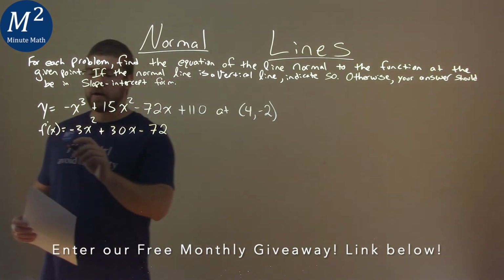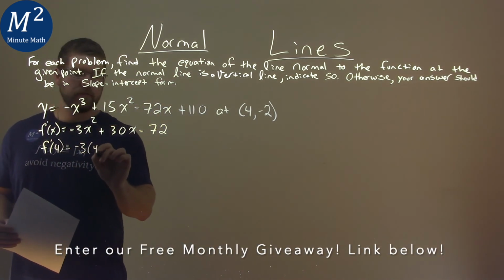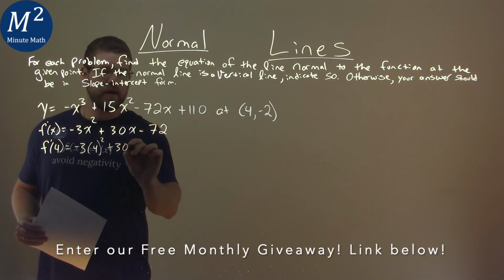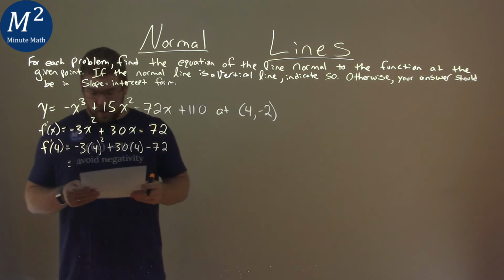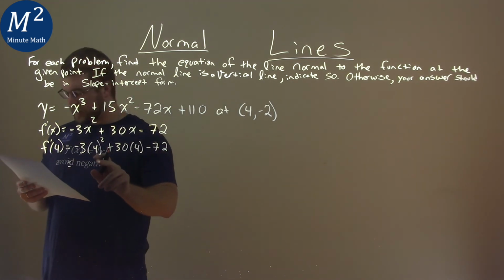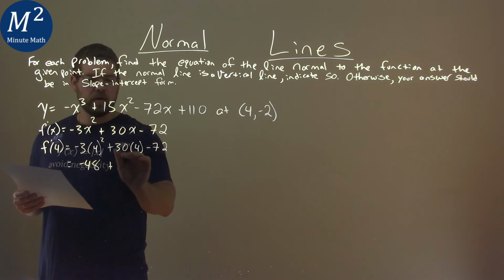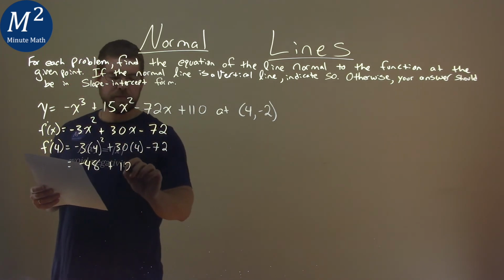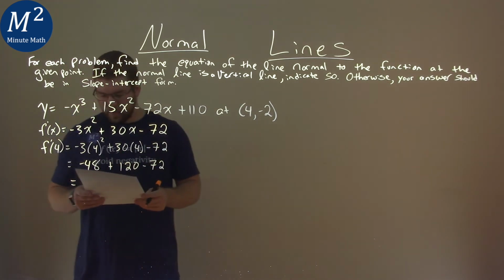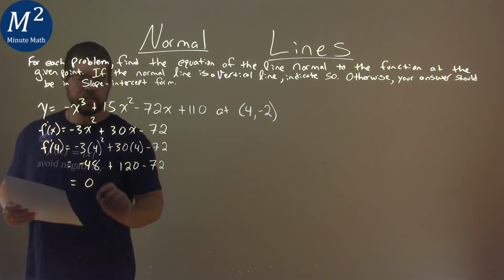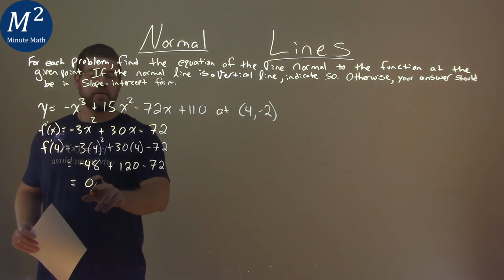Put a 4 in for x, so we have f prime of 4, and negative 3 times a 4 squared plus 30 times a 4 minus a 72. Negative 3 times 4 squared, or 16, is a negative 48. 30 times 4 is 120, and minus a 72. All of that comes out to be 0. So the slope of the tangent line right here is 0.